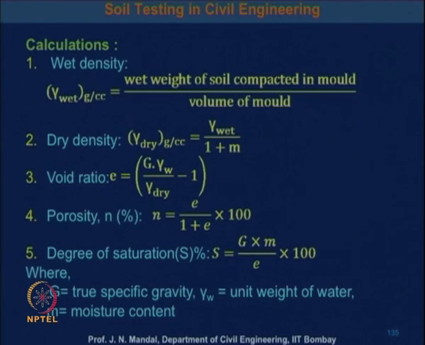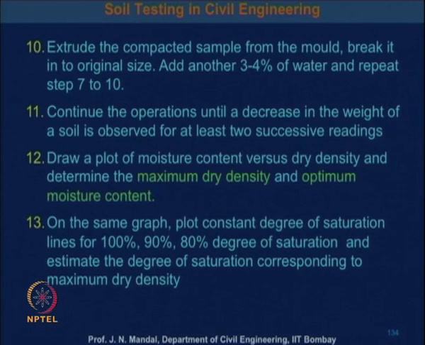So, from the compaction test result, we can determine the relationship between the moisture content and dry density, and we can determine what is the optimum moisture content and corresponding dry density, as well as we can determine for any degree of saturation, either 100%, 80, 70, 60, etc. From this curve we can determine.